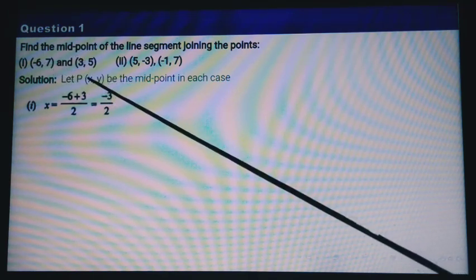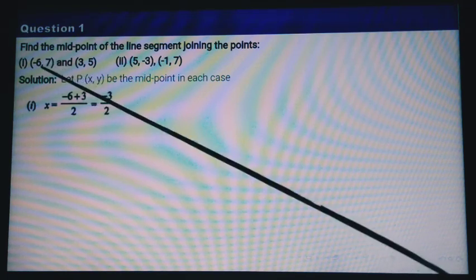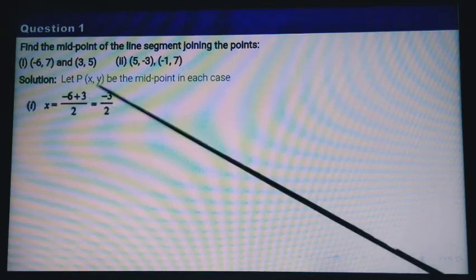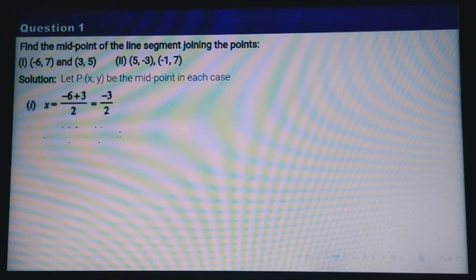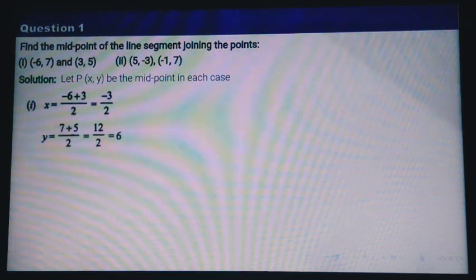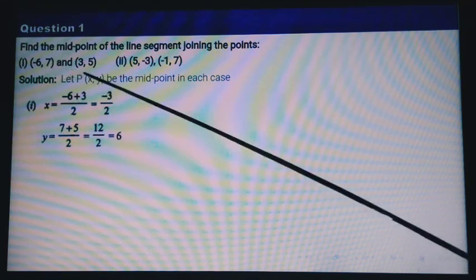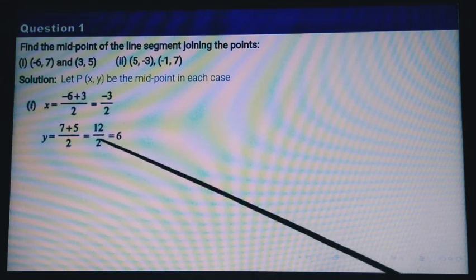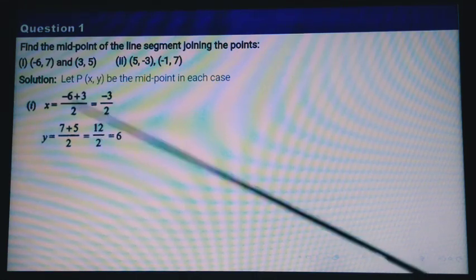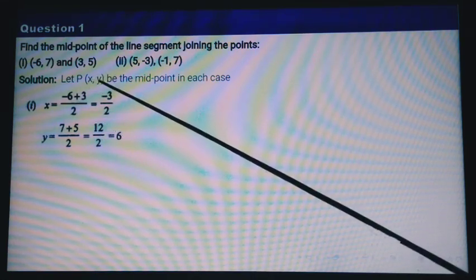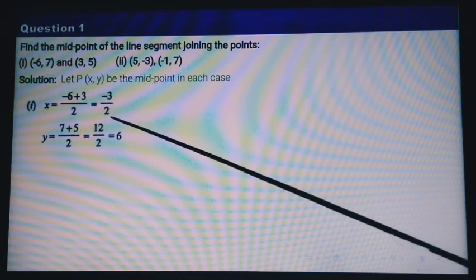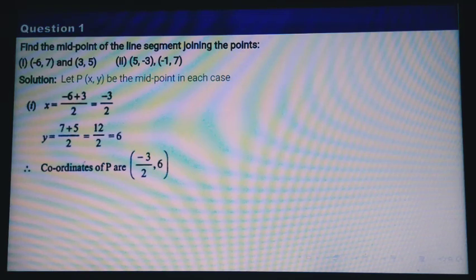So x will be given by x1 plus x2 whole divided by 2. To simplify this, it will be minus 3 by 2. Similarly, y will be given by y1 plus y2 whole divided by 2. So y1 plus y2 gives me 12 by 2 is 6. Okay, so we got x and y, so the midpoint will be minus 3 by 2 comma 6. So this will be the answer for my first question.